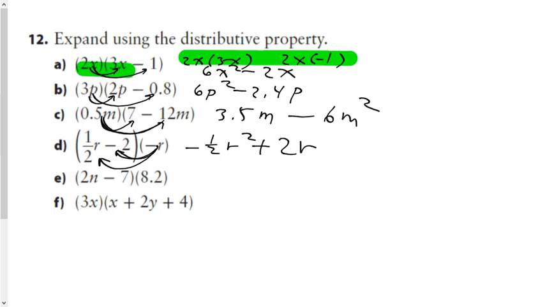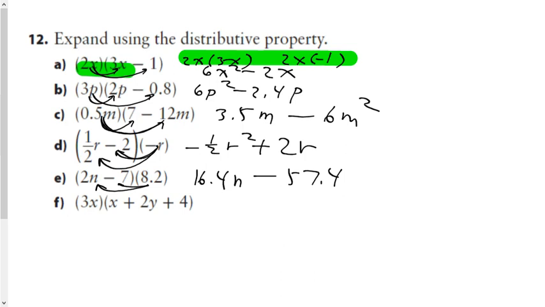And finally, the last one, or second last one, sorry. Multiply those out, I get 16.4n minus 57.4 as just a standard coefficient.